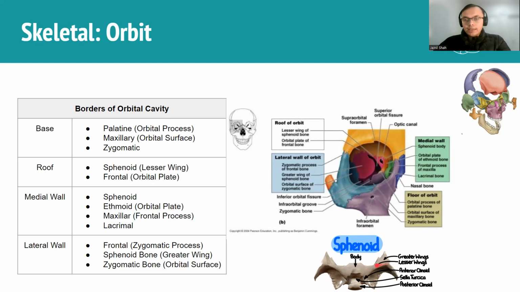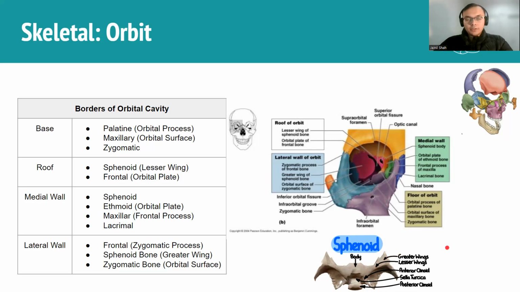And then the lesser wing is a structure that lies laterally to the body, but also above the greater wing, which is why it forms the roof of the orbit, whereas the greater wing comes out more laterally and forms the lateral wall of the orbit below the sphenoid bone's lesser wing. So I hope that all makes sense.